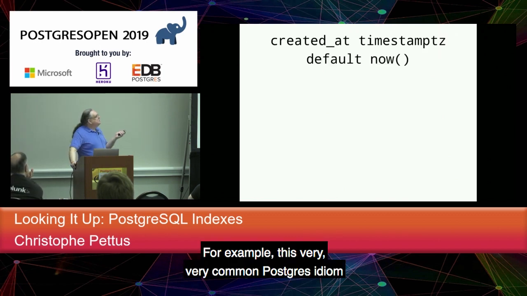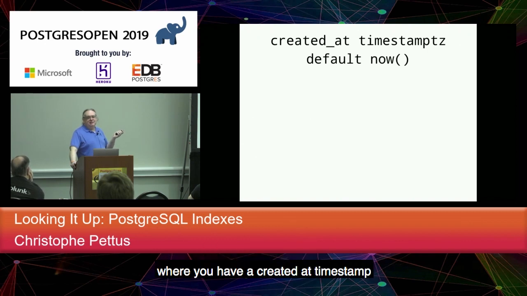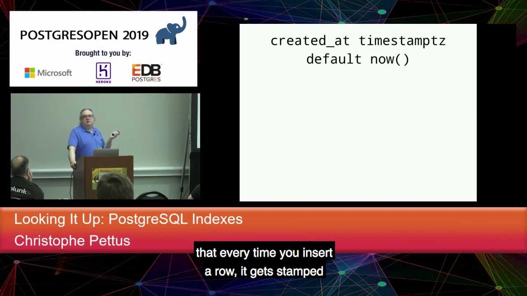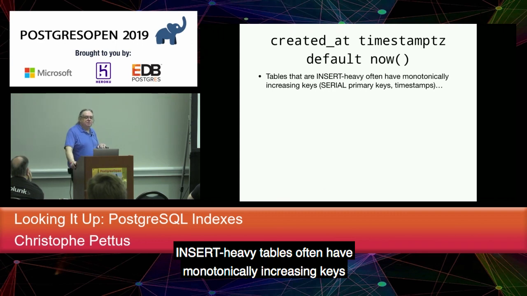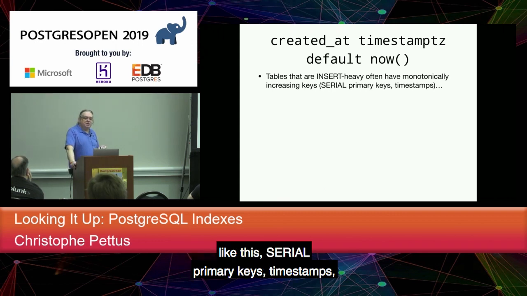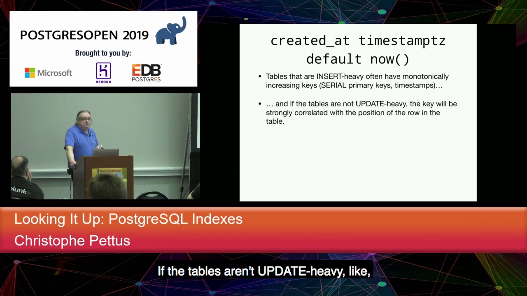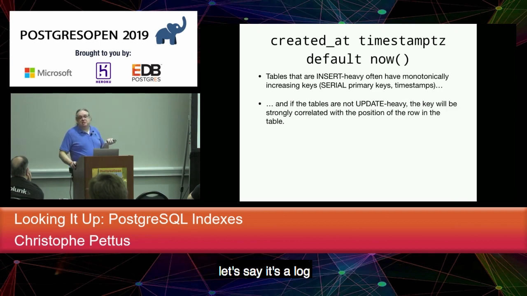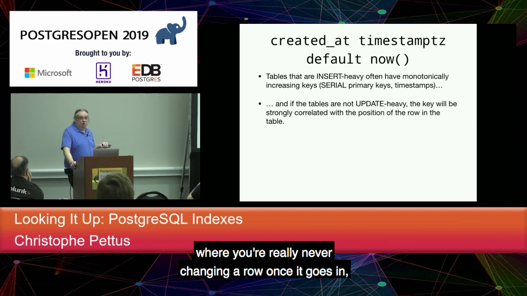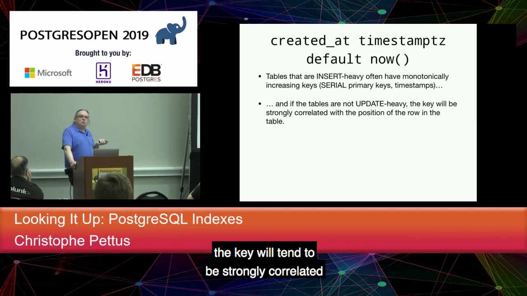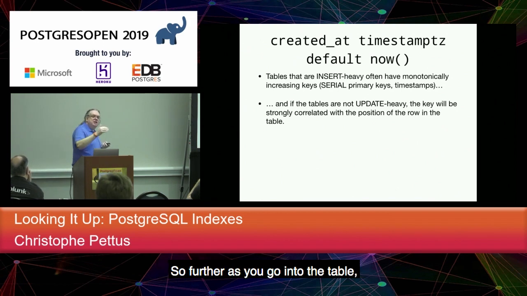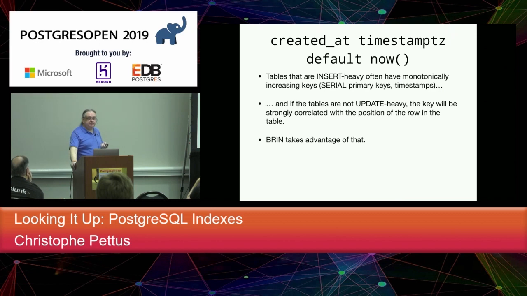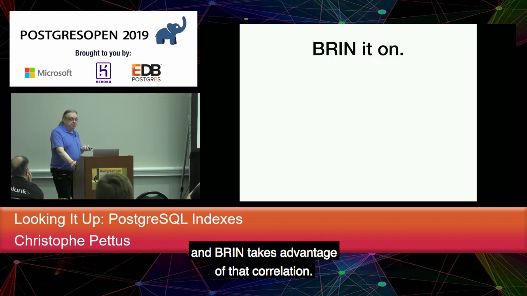For example, this very, very common Postgres idiom, where you have a created_at timestamp that gets stamped with when you put the row into the database every time you insert a row. Insert-heavy tables often have monotonically increasing keys like this: serial primary keys, timestamps, things like that. And if the tables aren't update-heavy, like a log where you're really never changing a row once it goes in, the key will tend to be strongly correlated with the position of the row in the table. So further into the table, that key will just keep increasing. And BRIN takes advantage of that correlation.